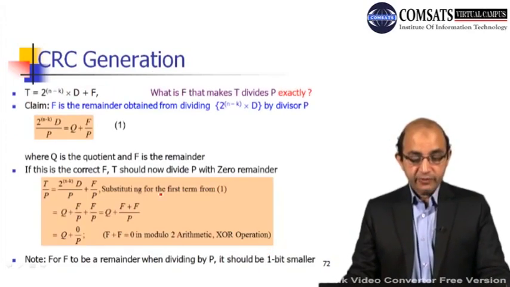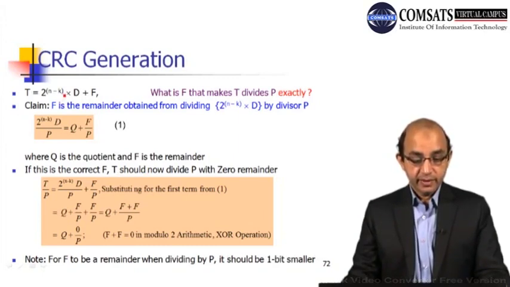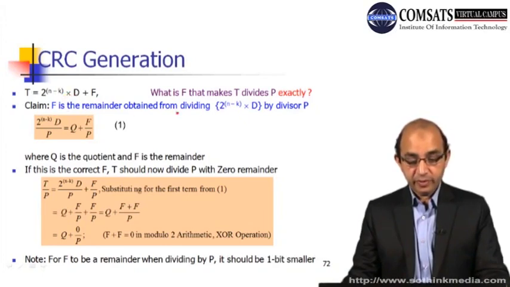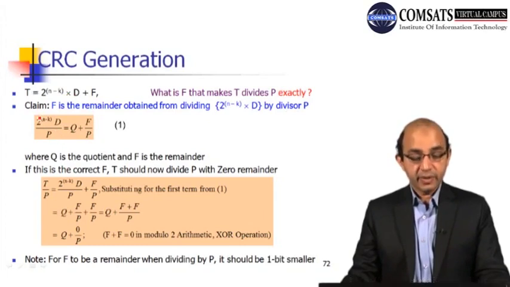Okay, so here we have some sort of mathematical representation, right? You can see T is equal to 2 raised to the power n minus k into D plus F. F is the remainder obtained from dividing by divisor P. So this is the mathematical expression, right? So 2 raised to the power n minus k into D, this is P, that is the divisor, and this is the quotient plus F over P, this is the remainder, and here we have the divisor. Q is the quotient and F is the remainder, correct, right?